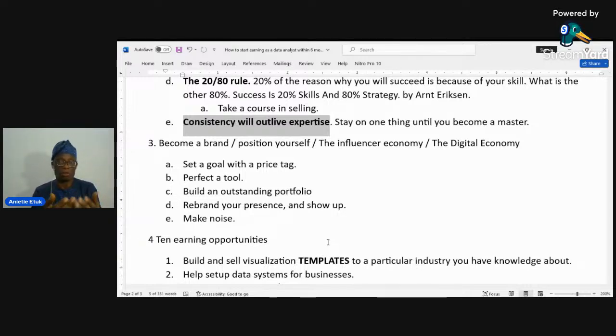I don't know about you, but I don't believe in just sitting down to wait for the job to come. No. My background is we get the job. We don't wait for the job. So that's one of the things. It's good to learn the tools, but I'll tell you, perfect one first.